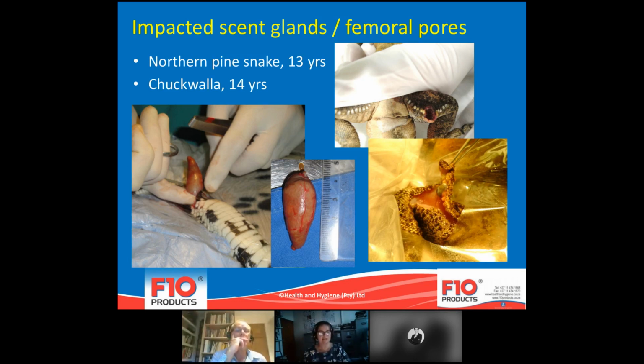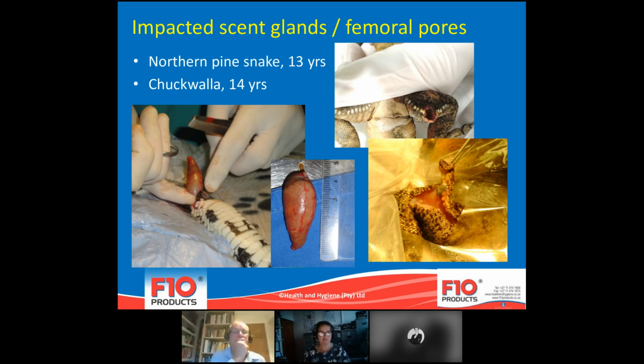So impacted scent glands is something that we see in snakes occasionally. It does seem to be more common in female snakes. I think that's because the glands are bigger. Obviously, they don't have hemipenes. And sometimes they're just impacted. Sometimes they can get infected. You can try to manage them medically by things like warm water soaks, and you can also flush them out with diluted F10. It's not always easy because the duct isn't straight, so you have to be careful, but you can certainly manage them like that.